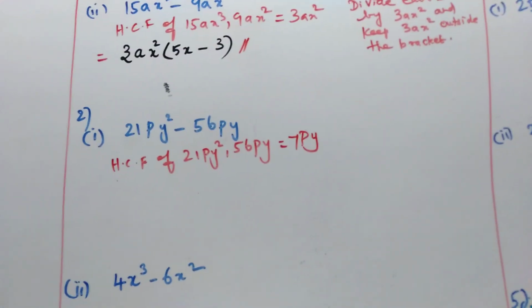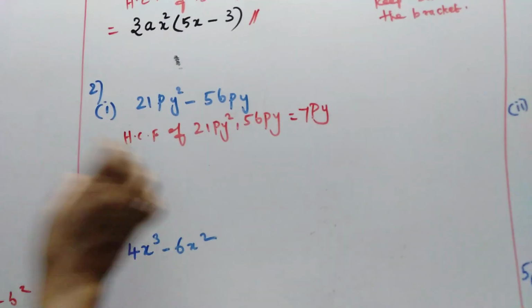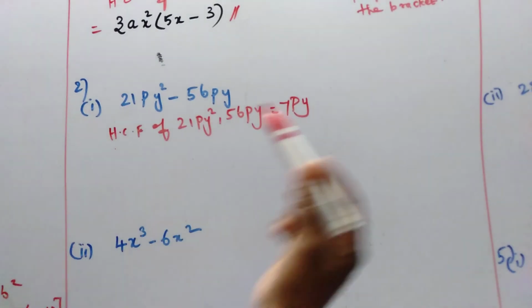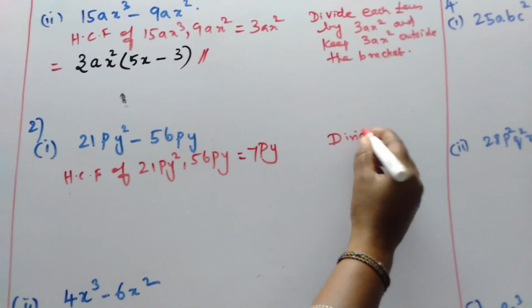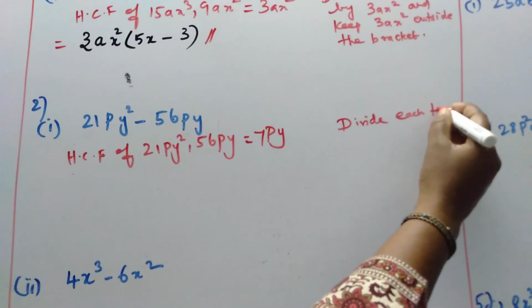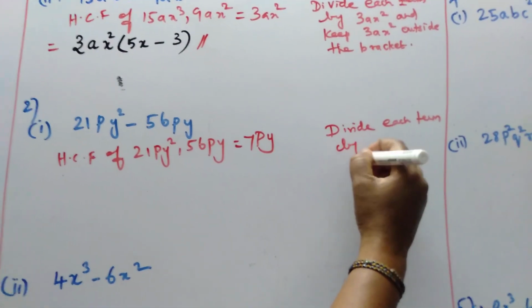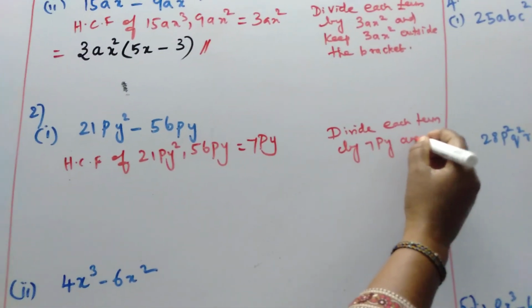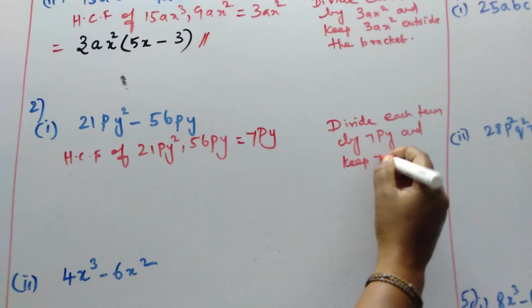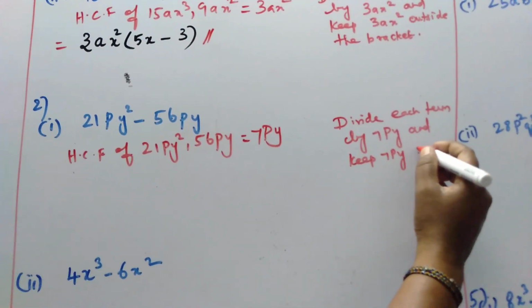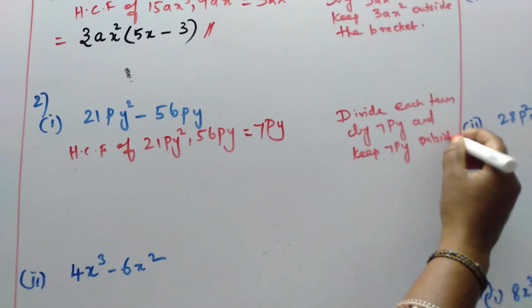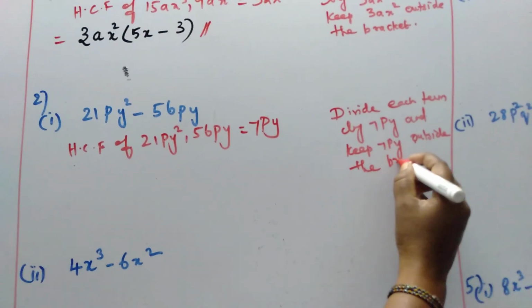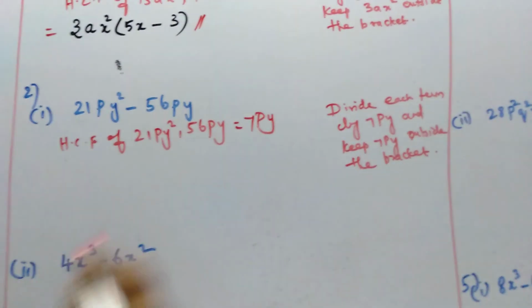I have told you this is what we want to write, which we are going to take common outside. The same content we are going to write for this also: divide each term by 7py and keep 7py outside the bracket.